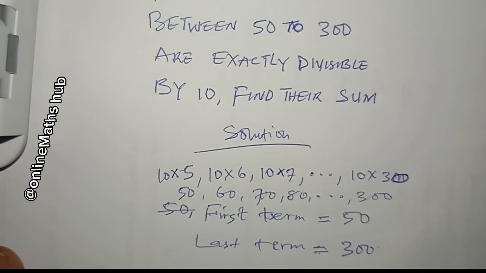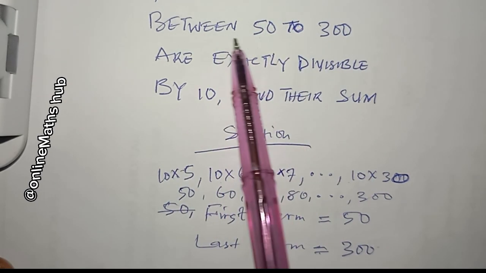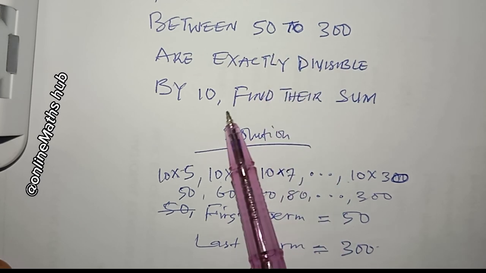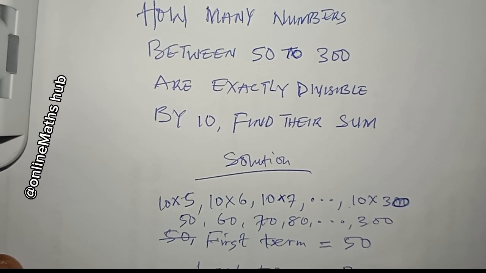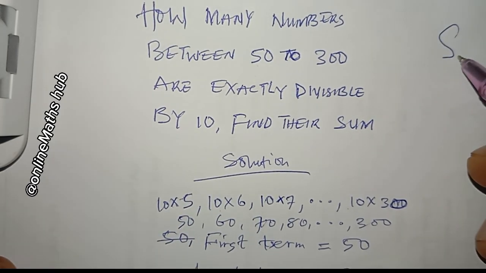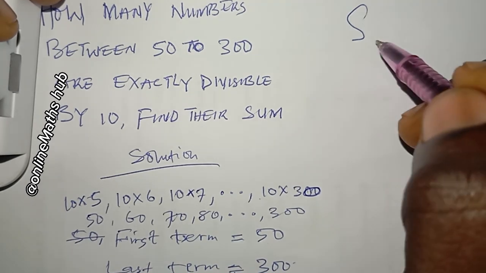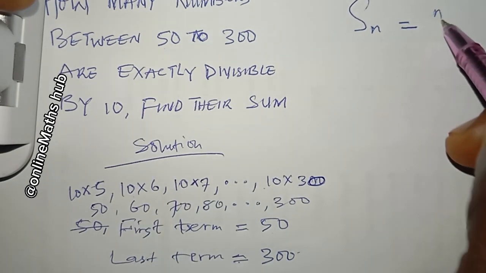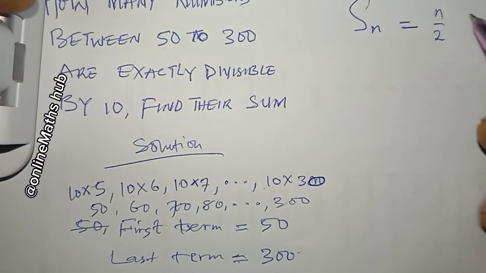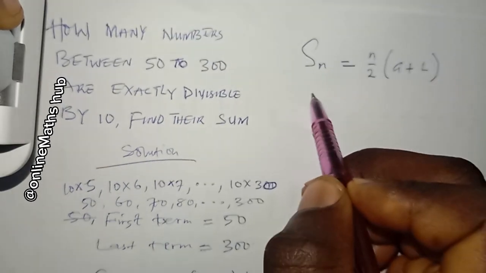Okay, so the next thing we want to find out is the sum. We found out the number of terms, which is actually 26, and then for us to get the sum, you can remember the beautiful formula. If you want to find out the sum of terms in a sequence, it is actually given by S_n equal to n divided by 2 into the first term, which is a, plus the last term.